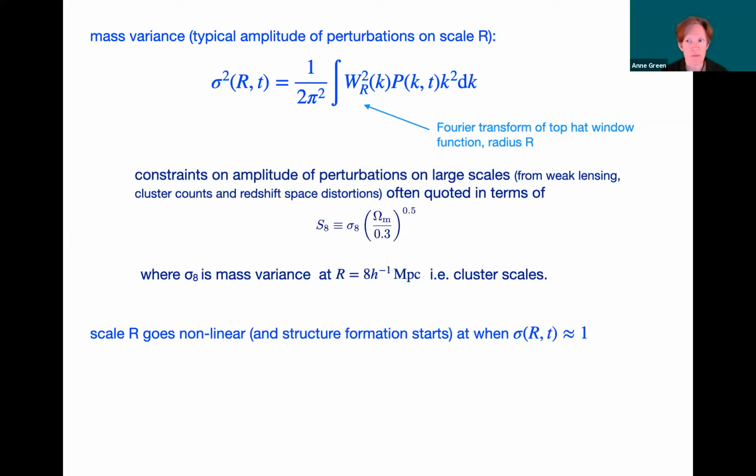And constraints that people make from large-scale structure observations, for instance weak lensing, cluster counts, and redshift space distortions, which I'll say a little bit about probably tomorrow morning, are often quantified in terms of capital S subscript 8, which is sigma 8, this mass variance, times the matter density parameter normalized to 0.3 to the power of 0.5. It just turns out that practically that's the thing they're most sensitive to. So that was an aside, so that if you see S8 mentioned somewhere, you hopefully know roughly what it is.